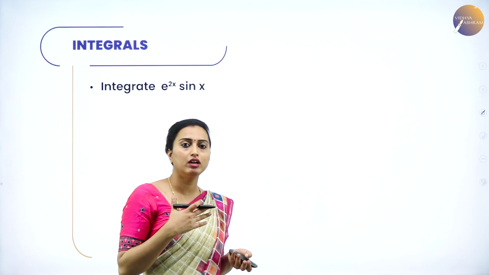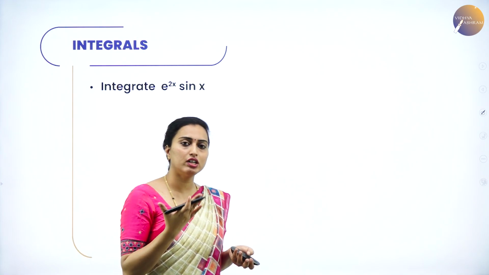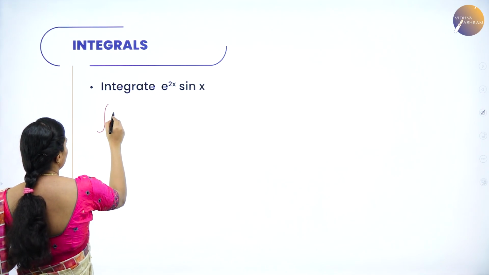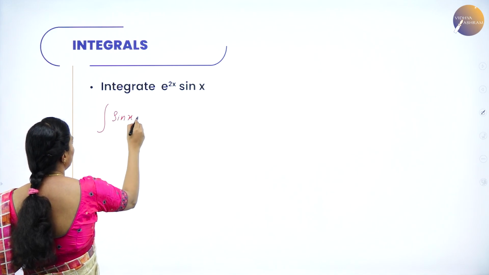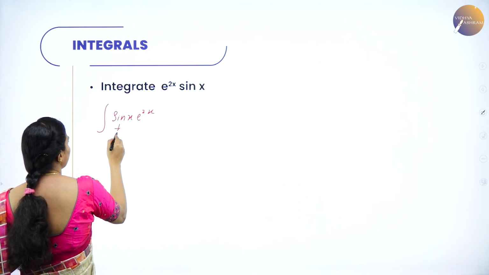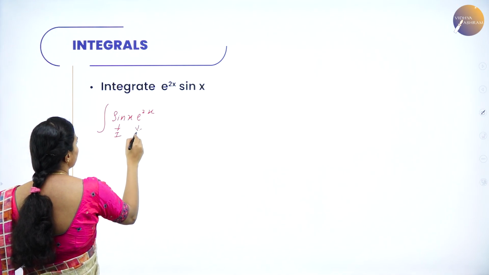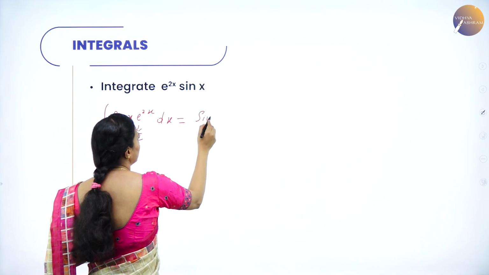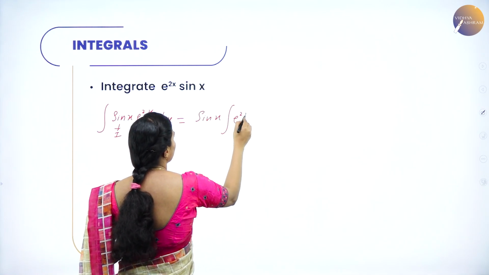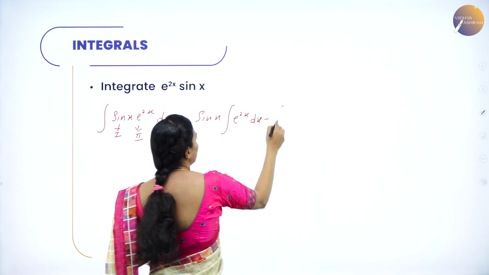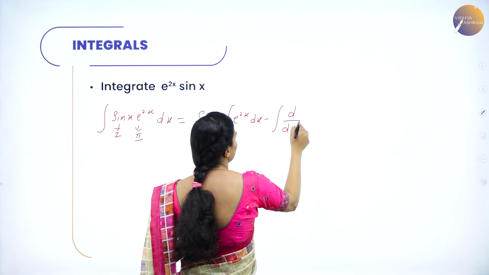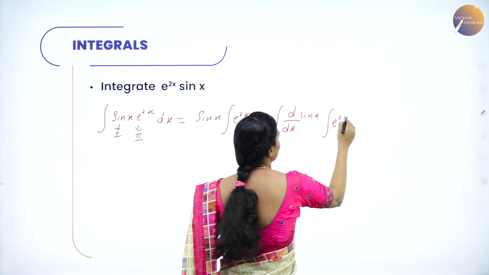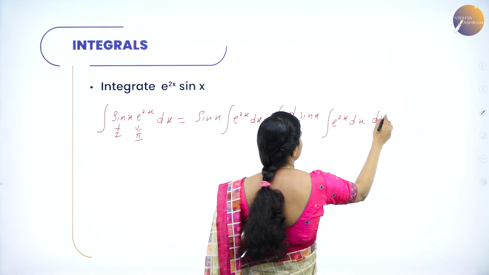What is the trigonometric here? Trigonometric here is sin x, exponential here is e power 2x. So let me write accordingly: integral of sin x into e power 2x. This is the first function and this is the second function according to the ILATE rule, into dx, which implies first function into integral of second function minus d by dx of first function into integral of second function into dx, right?